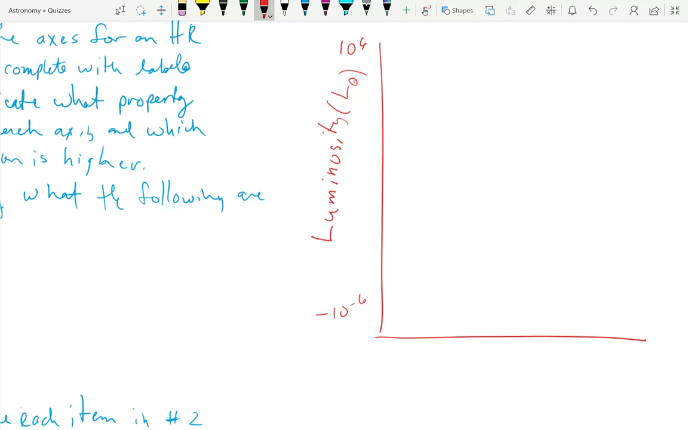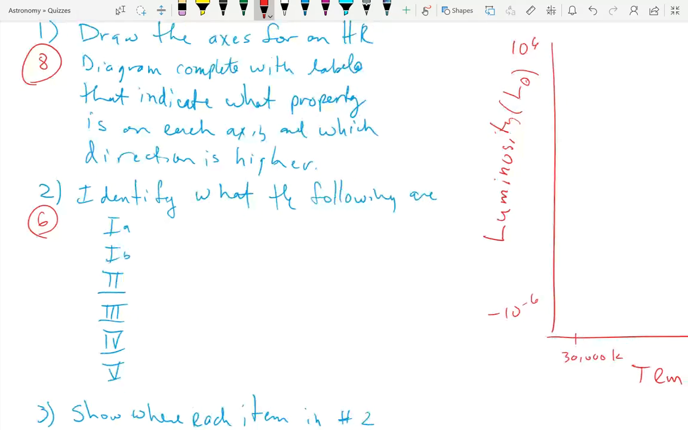This axis here is temperature. And the reason I make a big deal about which side is big and which side is small is because this side is like 30,000 kelvins, and this side's like 3,000 kelvins. And once again, the numbers, as far as we're concerned, are not important in this context. They are important in an HR diagram, but not for the purposes of this quiz. So that's what we have for the first one, 8 points.